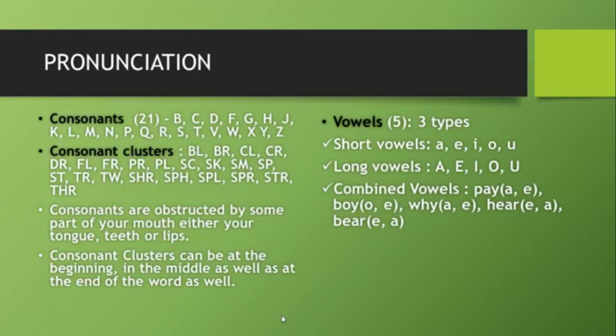Okay, so इस इन क्लस्टर्स में दो कॉन्सोनेंट्स भी यूज हो सकते हैं और तीन कॉन्सोनेंट्स भी यूज हो सकते हैं. We have to take care of the way these clusters are pronounced. Okay, जैसे कि अगर ये ब और ल, B and L, अगर ये अलग अलग पड़े होते तो they would have been simple consonants जिनकी आवाज आनी थी ब और ल. Okay, you see कि ब के बाद एक पॉज था and ल के बाद एक पॉज था.